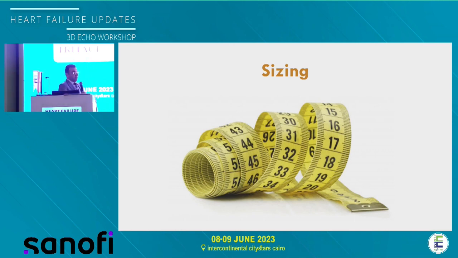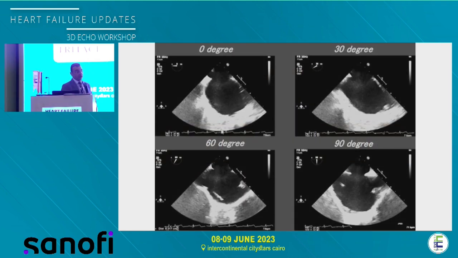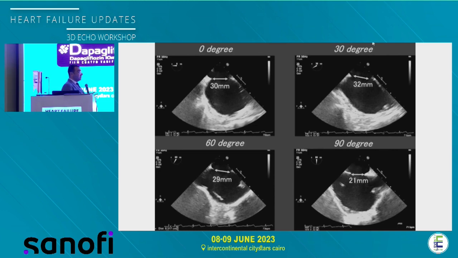So let's talk about the sizing. How to measure it? In the sizing of the ASD, you are concerned with two things: the defect size itself and the rims around the defect. So if you go with the 2D, you have to go through all the angles around the defect and measure it, like this, at 0, 30, 60, 90 degrees. And then you take the measurements and take the widest and narrowest measurement.